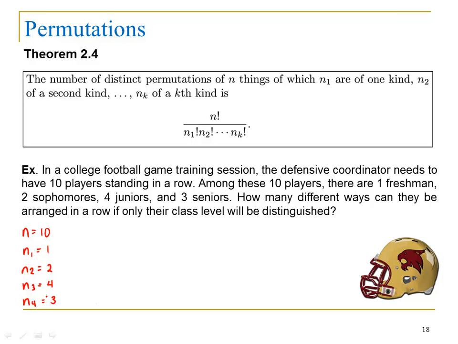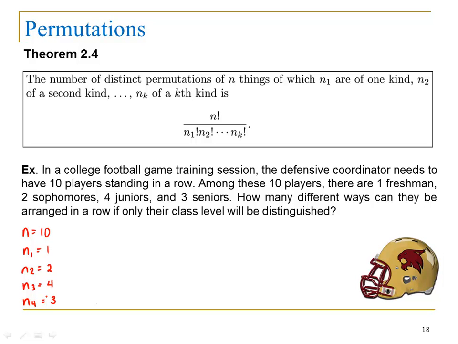So the question is, again, how many different ways can they be arranged in a row? So 10 students, and you have this number of different classifications and different amounts for each classification. And you want to know what are the different combinations that you can create by only taking into account the class level of the student. So if we use theorem 2.4, which is exactly the same situation that is happening in this problem, we can use this expression to compute the number of outcomes.